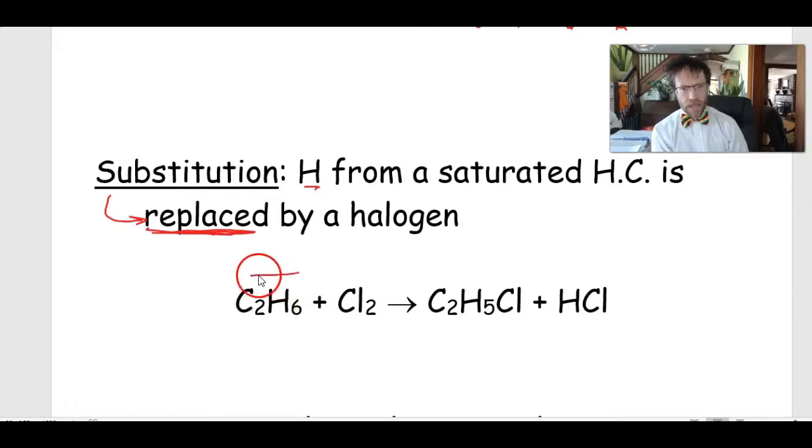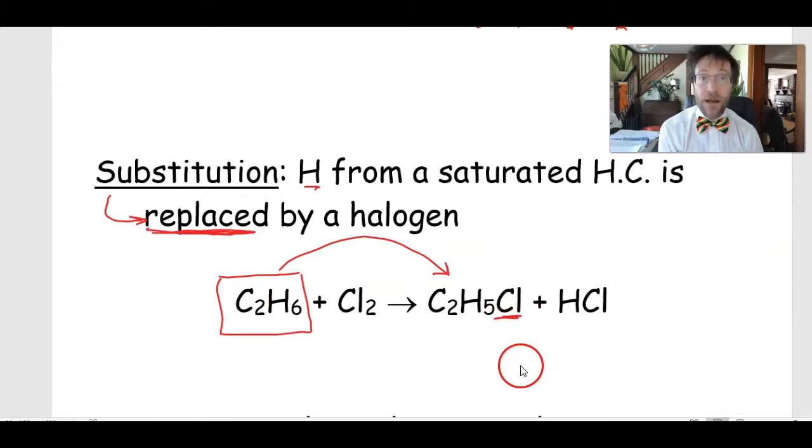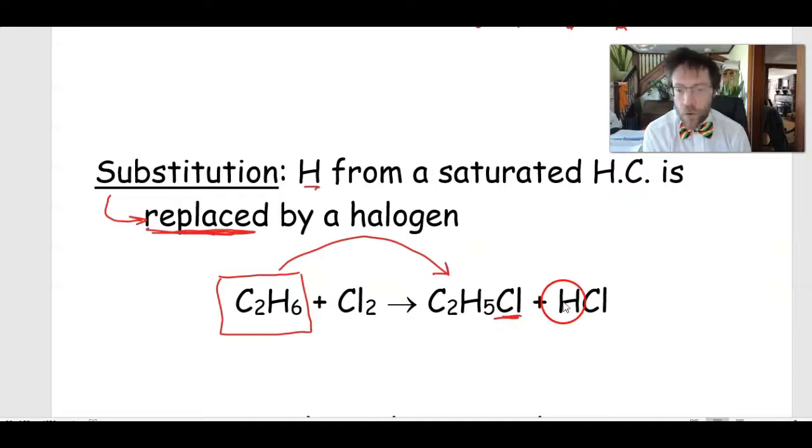Here is what a substitution chemical reaction looks like. Here is my organic hydrocarbon. If you notice, compared to the end, we're going to want to look and compare. Over here, we've got nothing but hydrogens, but over here, do you see how we have substituted or switched out a hydrogen for a chlorine? Well, where did that hydrogen go? Oh, there it is.